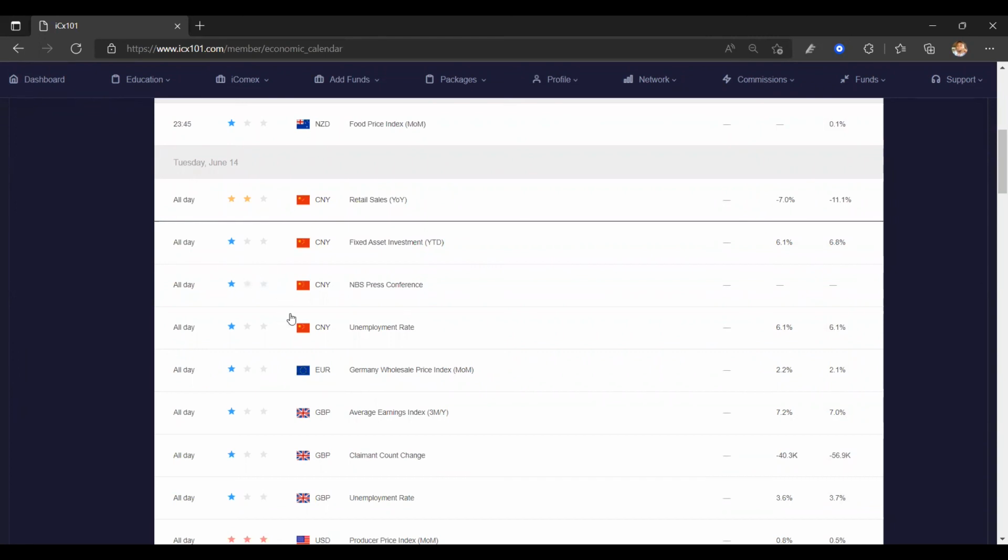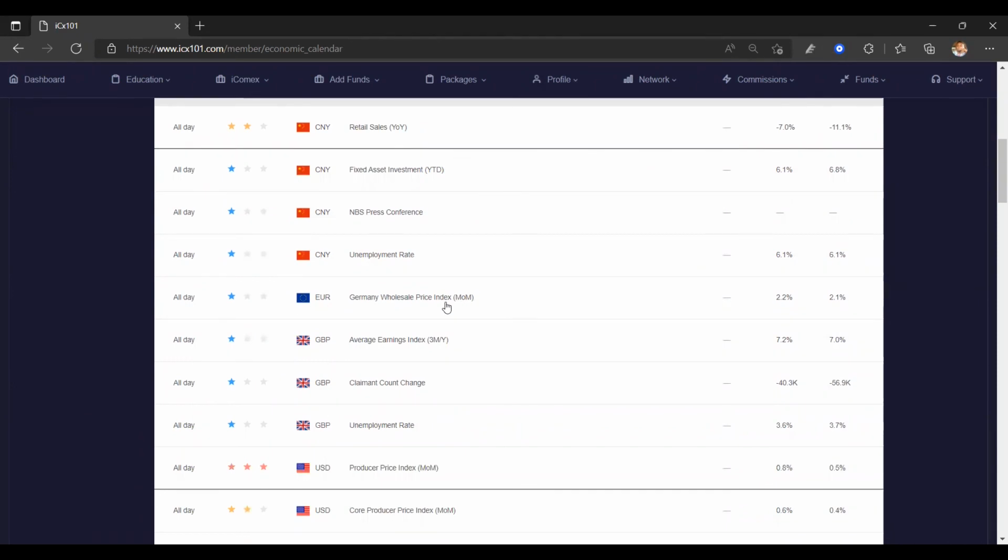So tomorrow, CNY, China, they have retail sales, a medium. So if you are someone who trades the China yuan, you'll be expecting that. Then we have the NBS press conference, unemployment rate. We have the Euro, Germany wholesale price index, GBP. Then we have a major news all day for the US dollar, producer price index. So tomorrow, 14th, the US dollar will be doing some magic based on the data that will be released.